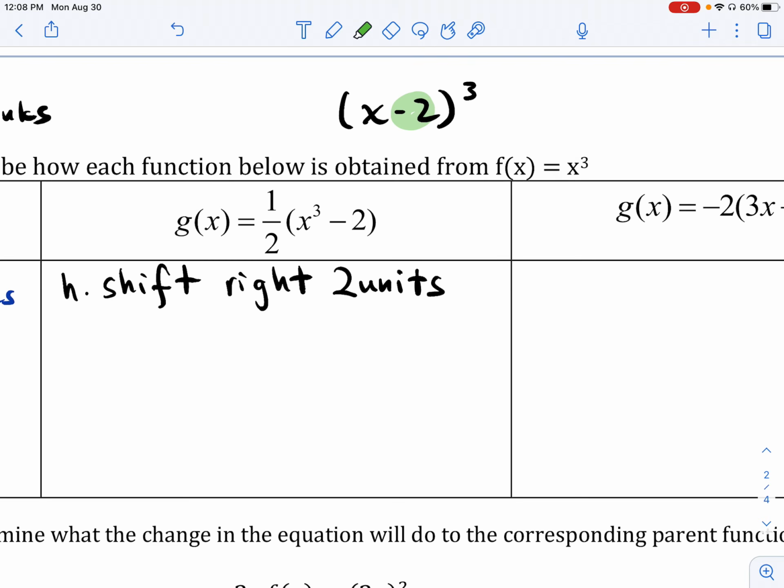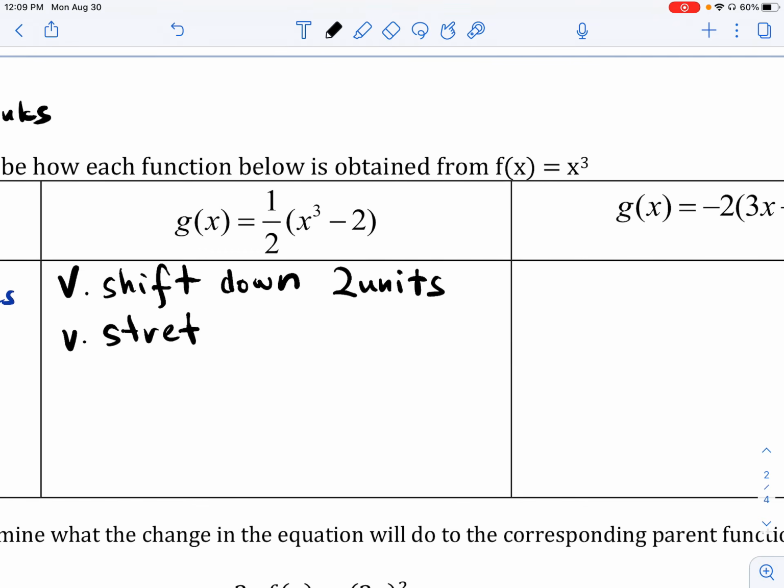Here, in what I've written up here, I'm subtracting 2 from the argument. That would make this horizontal. The way it's written here is not a horizontal shift at all. So we would say this is actually a vertical shift, and we're going down. So we're going to say vertical shift down 2 units. And then I would say that this is a vertical stretch. Oh, excuse me, a vertical shrink by 1/2.